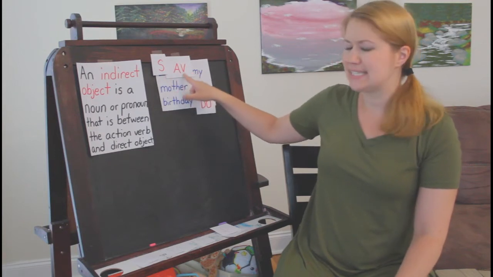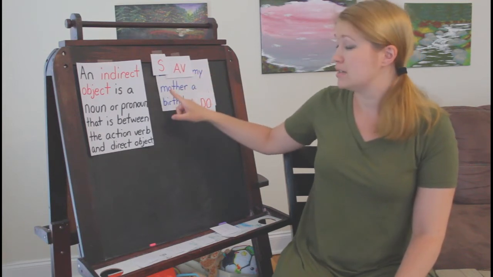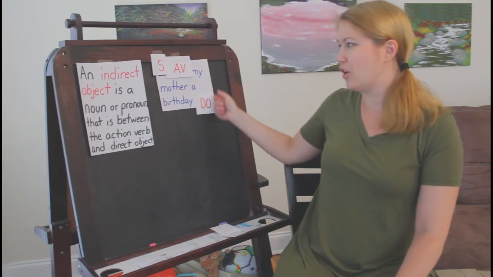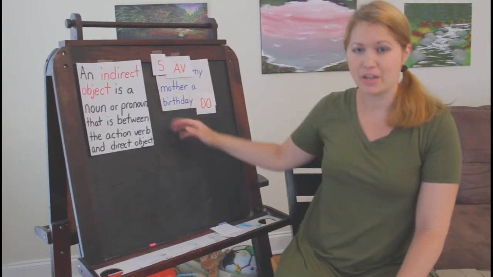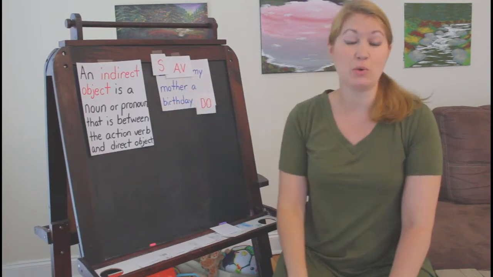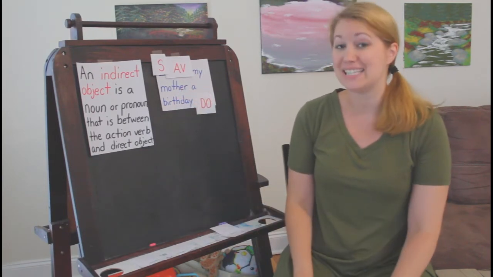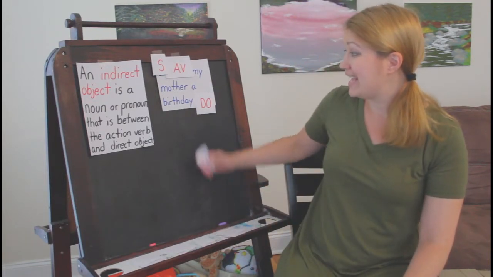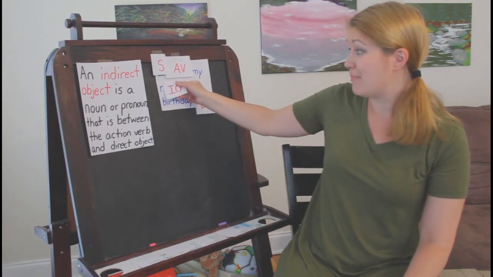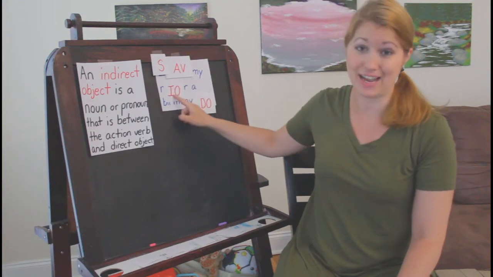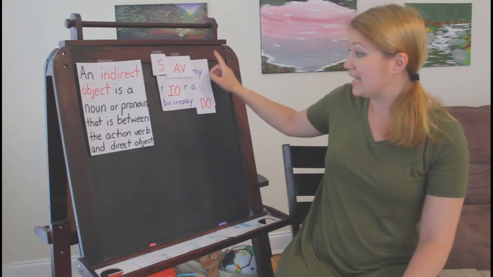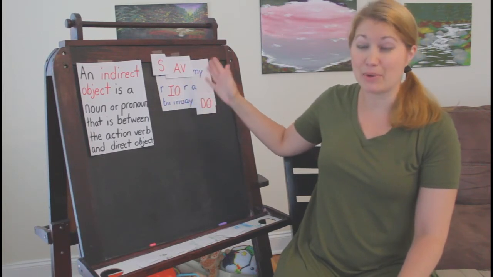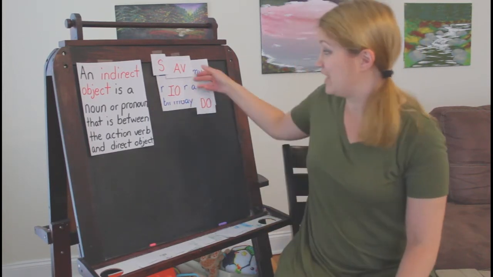Well, I sent my mother. What did I send? I sent a card. To whom? To my mother. My mother is answering the question to whom. I sent it to my mother. So that is my indirect object. Mother is my indirect object there. My is describing mother, so again, we don't need to use that one. That's going to be another adjective there.